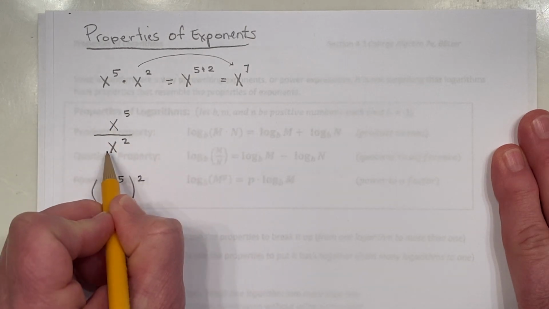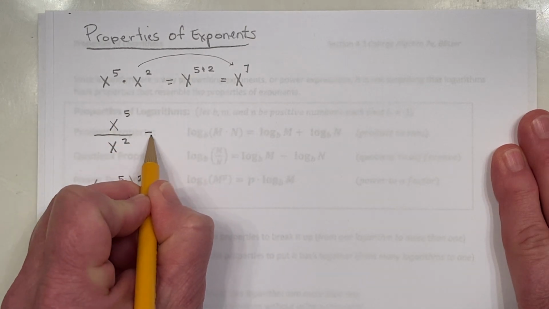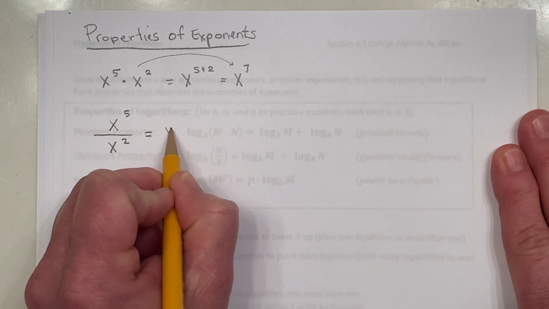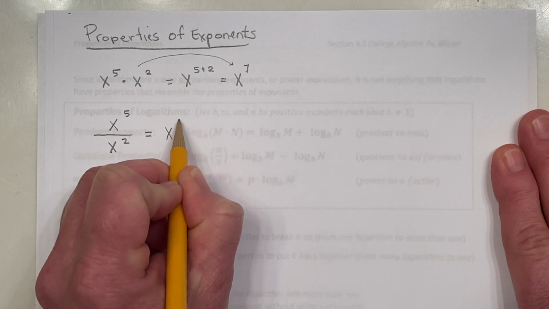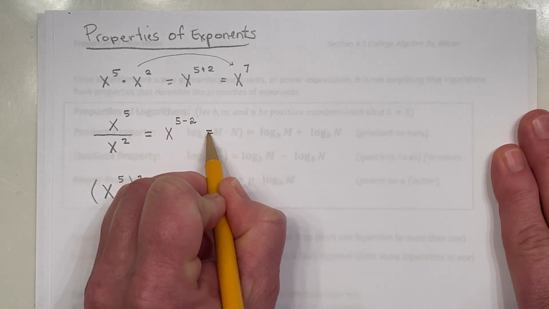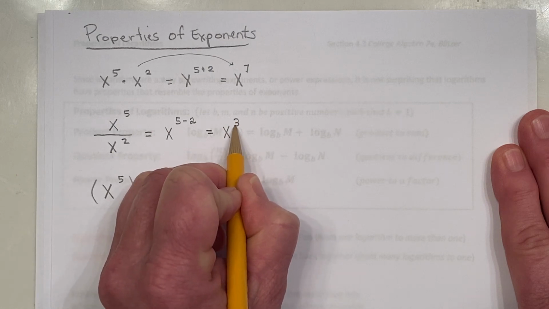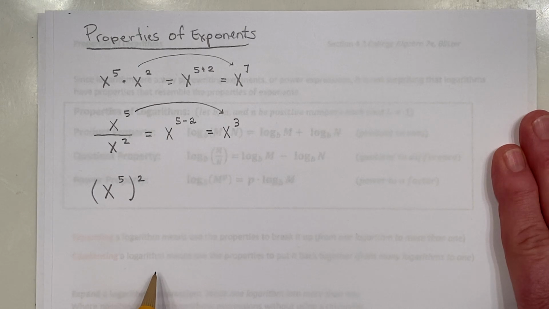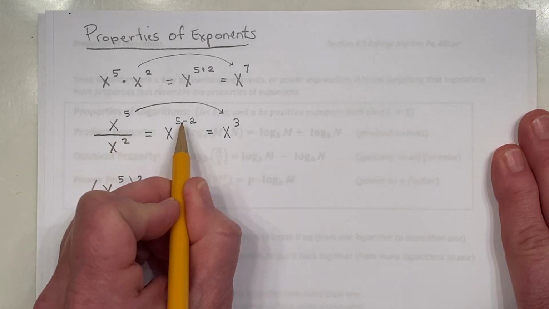All right, here we have a quotient, we're dividing. So properties of exponents say that we can simplify this by subtracting the 2 exponents. We take the numerator exponent, we subtract the denominator exponent, so 5 minus 2 is 3. And again, we'd probably just go right over here to this step by subtracting. So we go from quotient to difference.